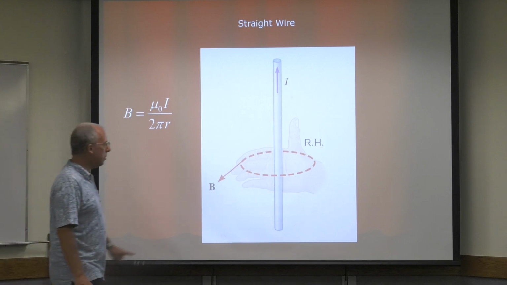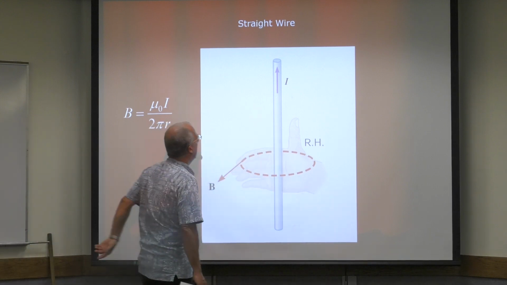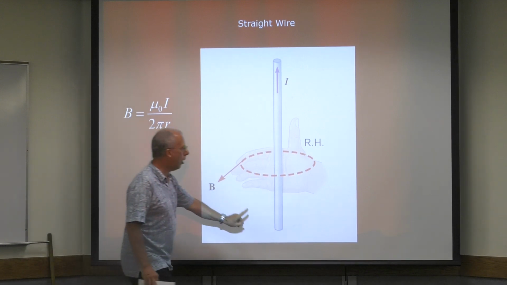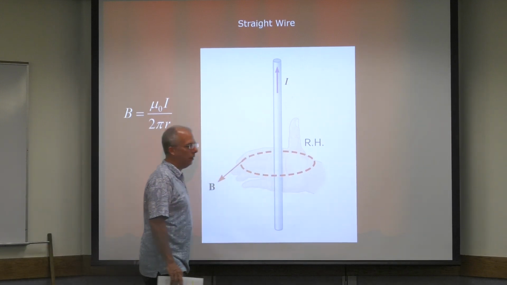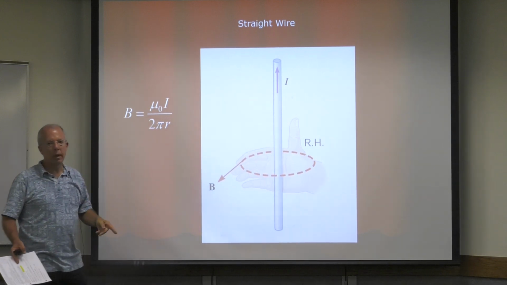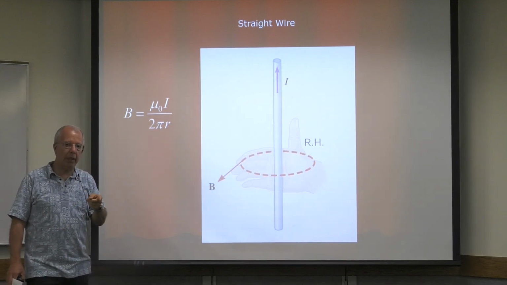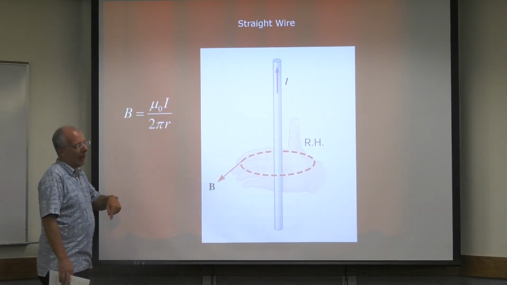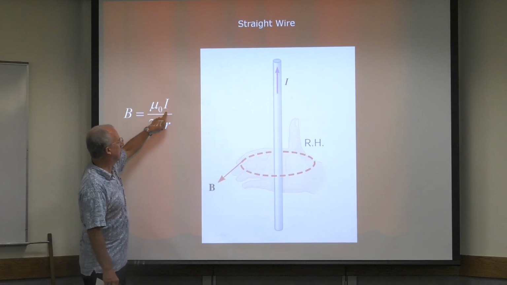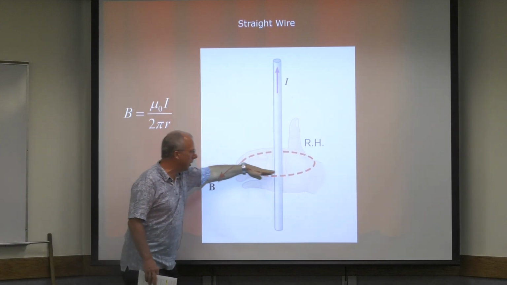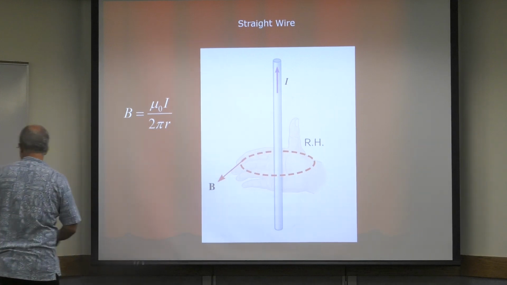Okay, so this is just a straight wire. And the magnetic field produced by the current, in other words, the moving charge in this straight wire, is mu naught. That's just a constant. Remember, we had epsilon naught with electricity. Well, this is mu naught, just a constant. Don't worry about it with magnetism. So mu naught is the current divided by 2 pi r. R is the radial distance from the wire.